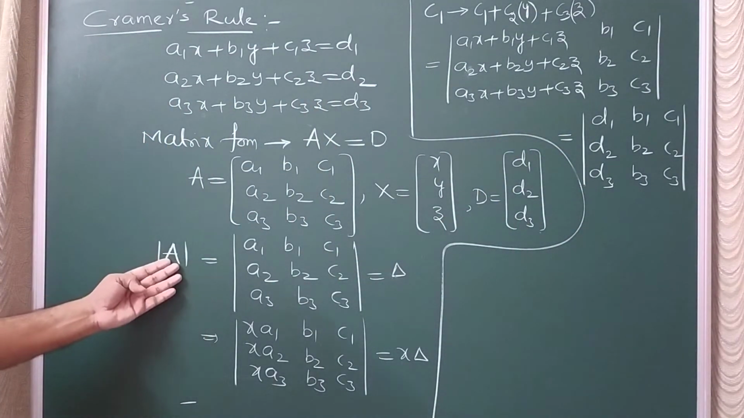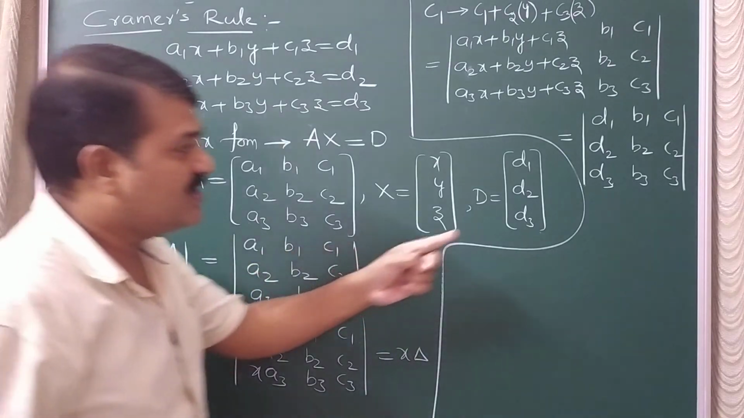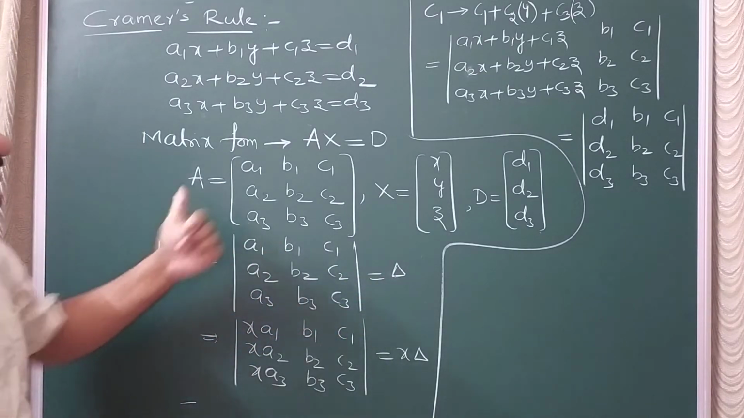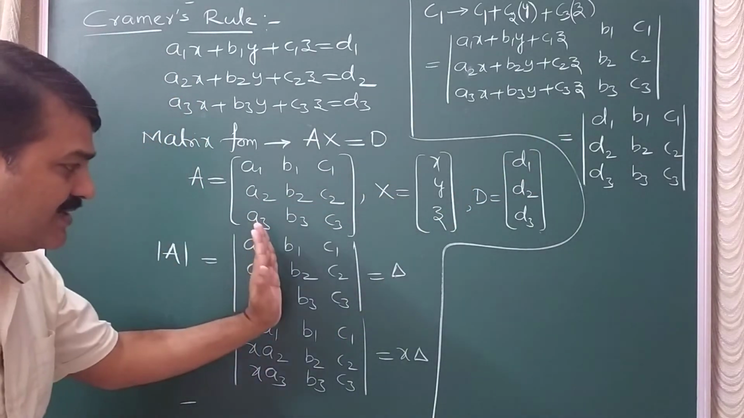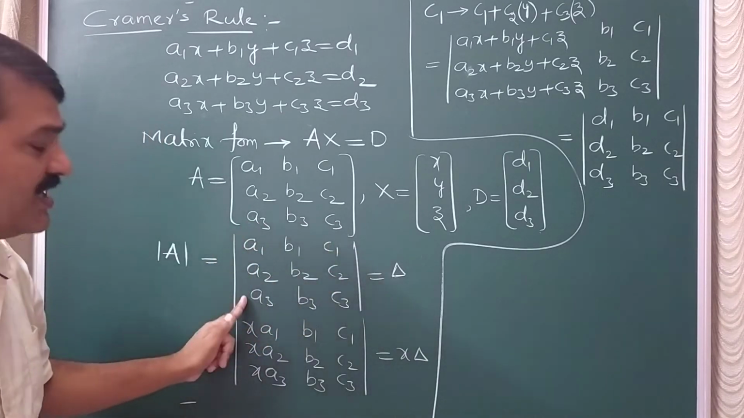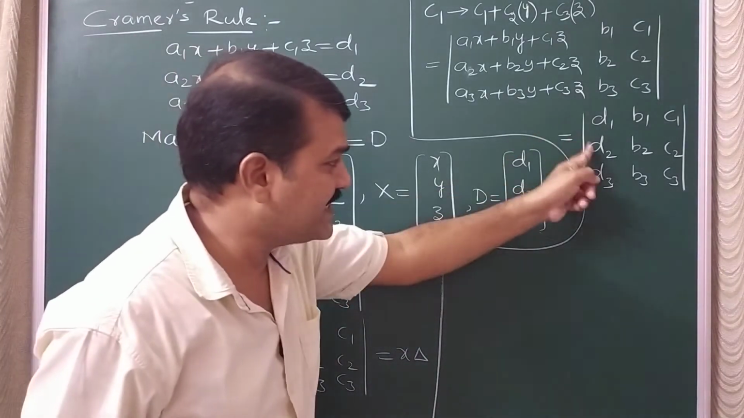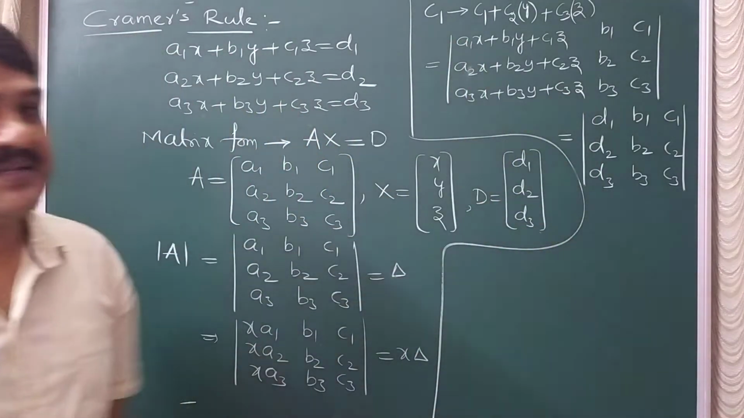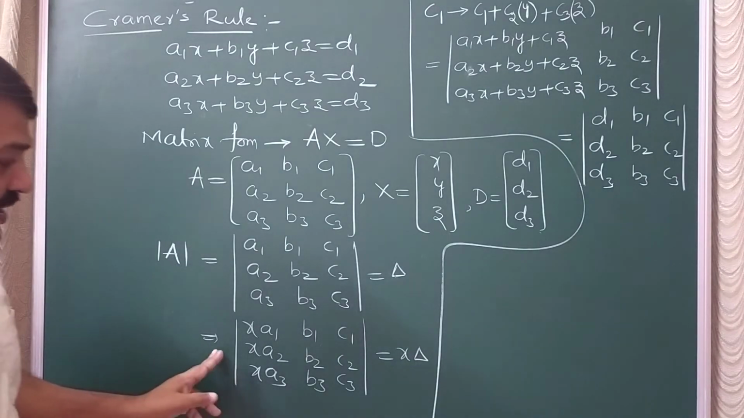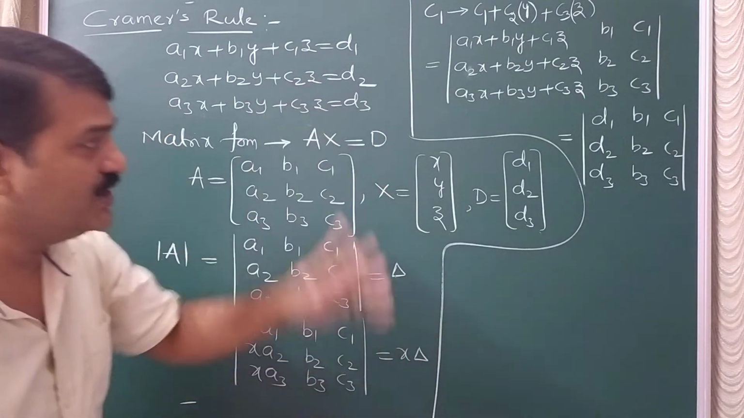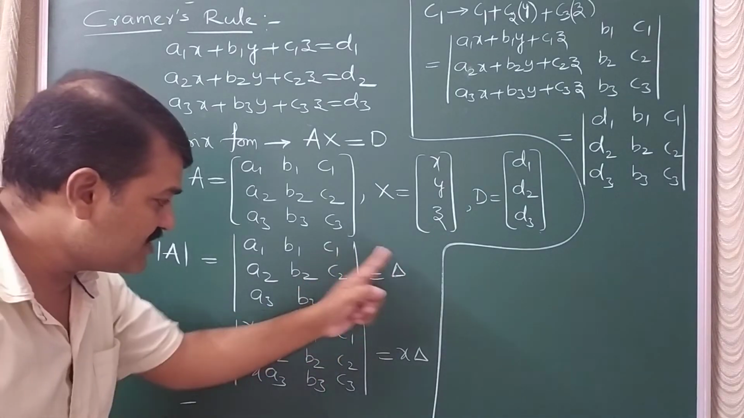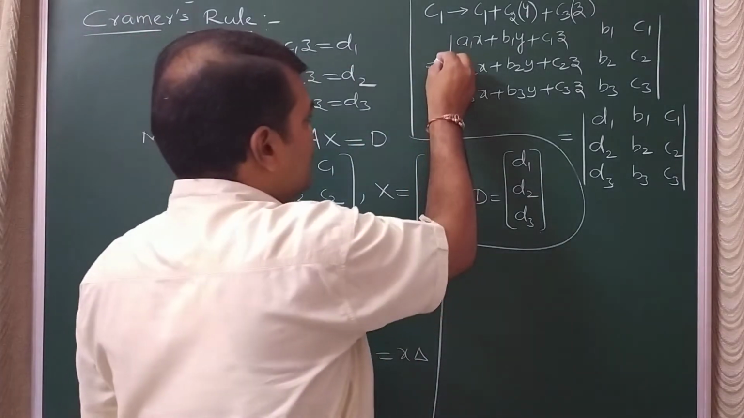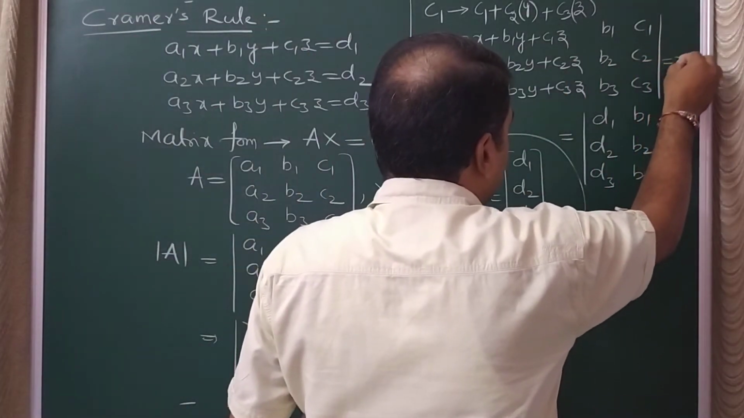Now you compare the actual delta and this one. If you compare delta, that is the coefficient matrix determinant, with that, you will see that the second column and third column are the same, just the first column is being replaced by the constant matrix. In place of the first column, you are getting the constant matrix. So what is this actually? By multiplying with x on both sides, x into delta value we are getting like that. So this is actually equal to x into delta.